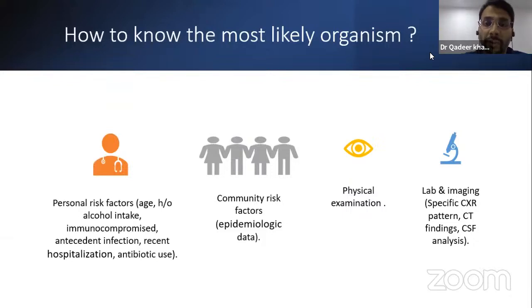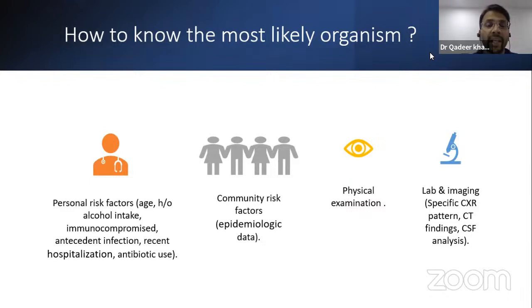How can we know which will be the most likely organism? There are many factors which contribute, personal patient factors like age. If the patient is elderly, we should know what infections are more common in elderly people. Like if the patient is suffering from meningitis and is elderly, we should know that the most common organism can be Listeria.